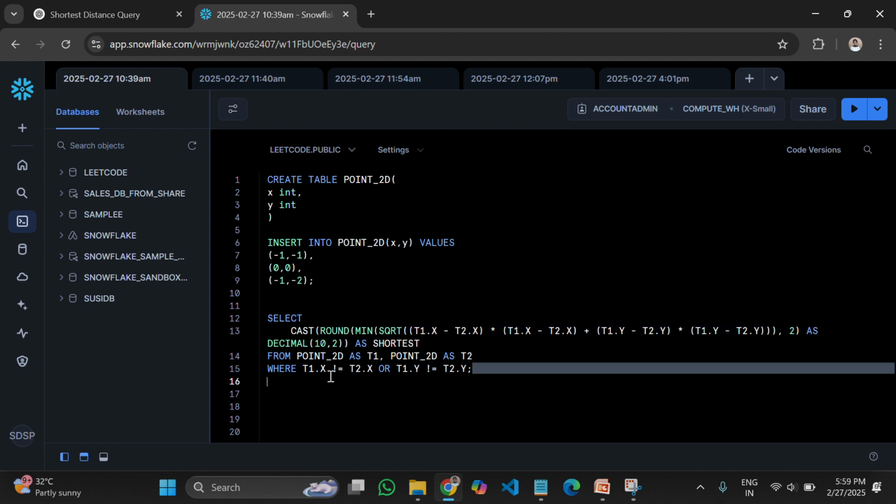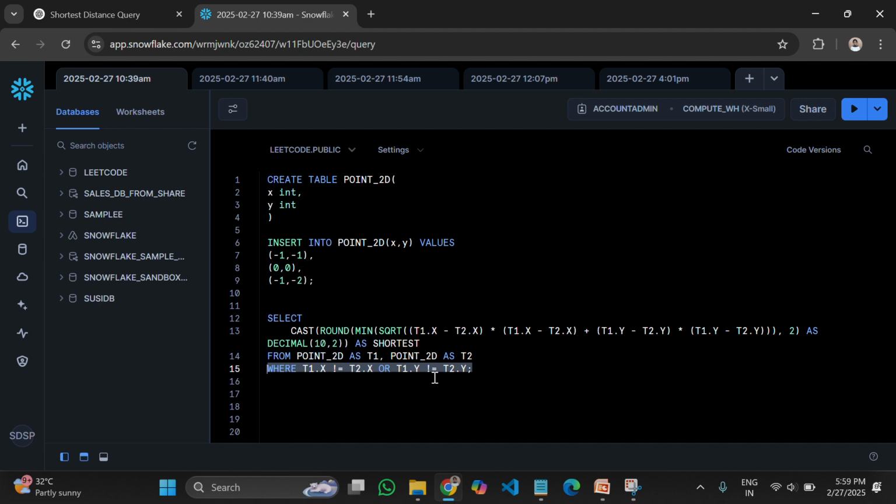Coming to the where condition, this condition ensures that a point is not compared with itself. Without this condition, the query would include calculations where x, y is compared to itself, resulting in a distance of 0, which is not necessary.